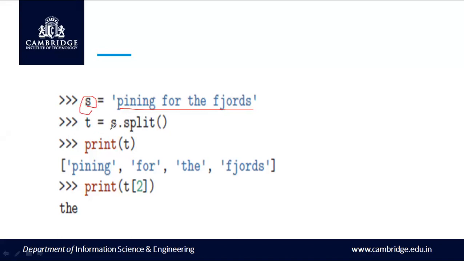Then you're going to split this sentence into words. You can see by using this split function, s dot split, and you're going to store that in t. When we print t, you can see this particular sentence being divided into words. Pining is one item, for is another item, the and fjords are other items. When you print the index value, you can see here t of 2. This is 0, 1 and 2. The second element will be printed, so you can see here the being printed.